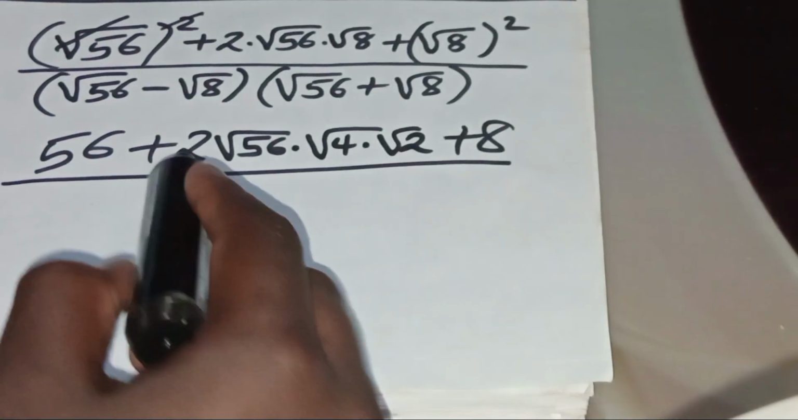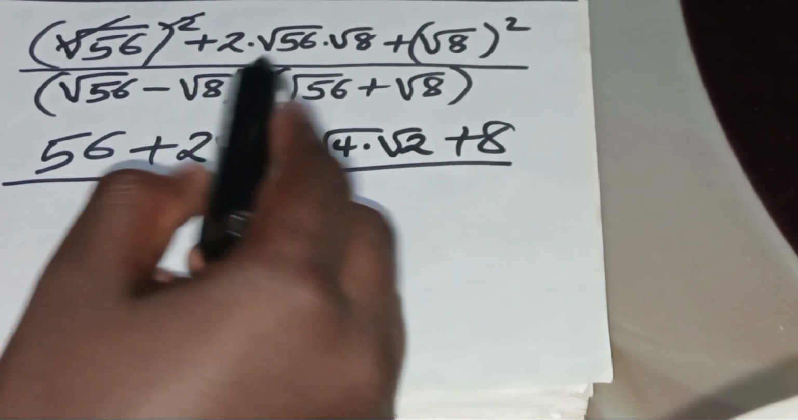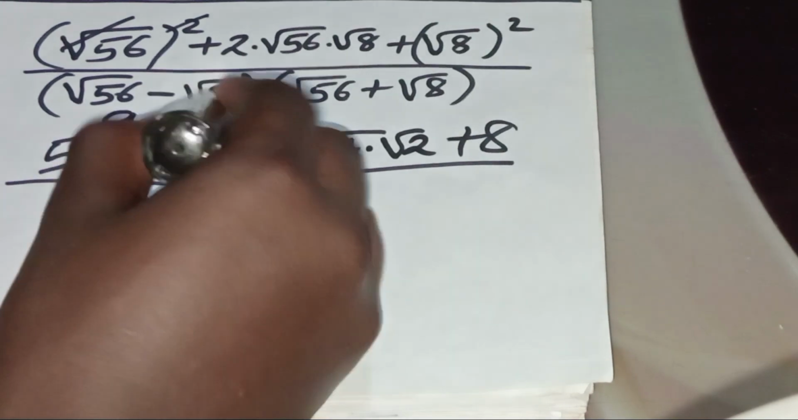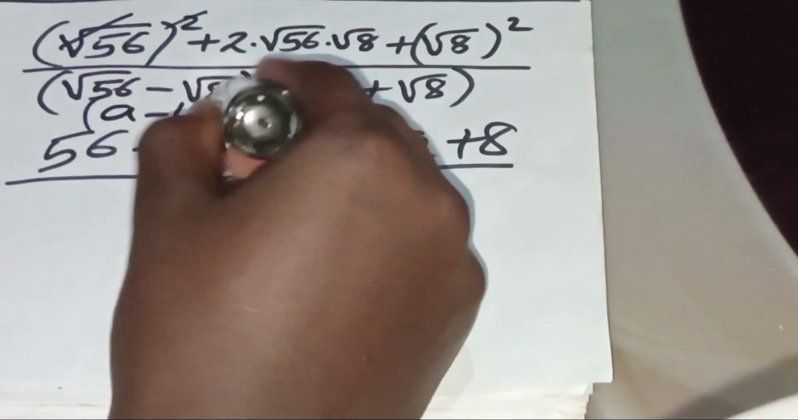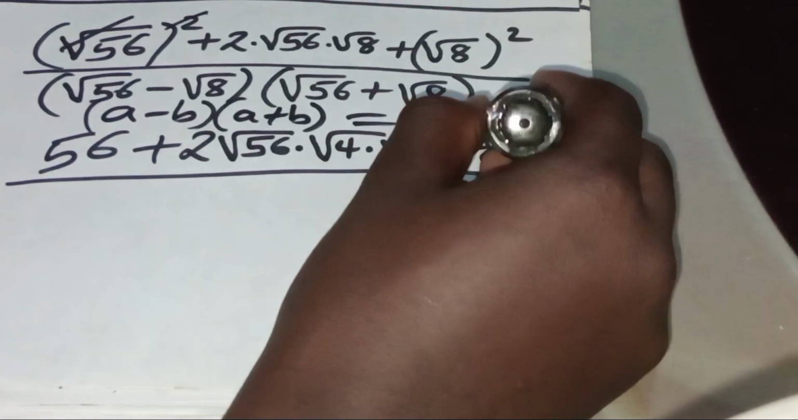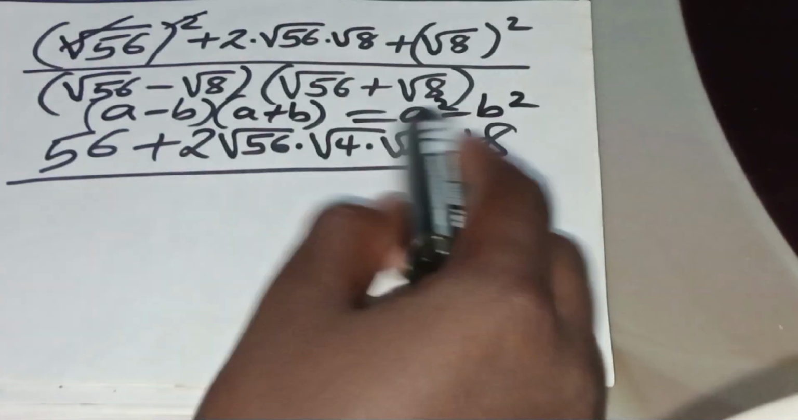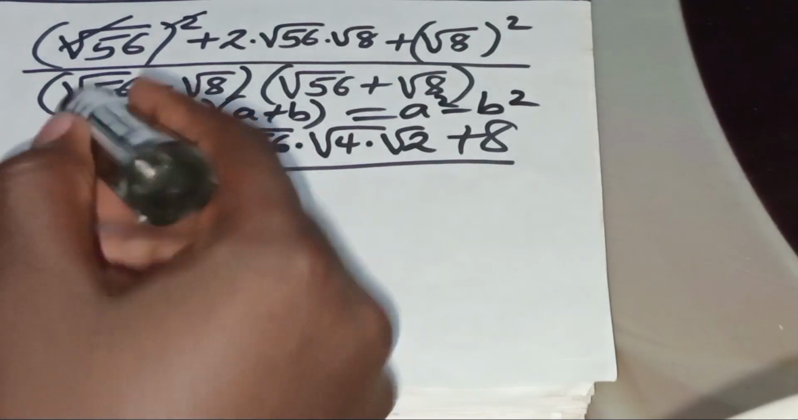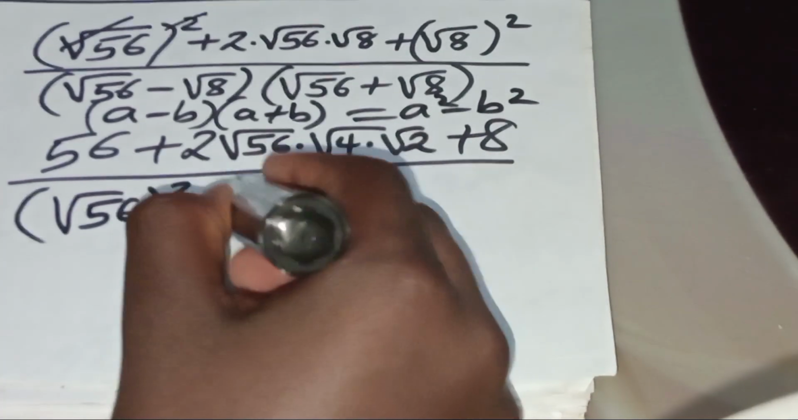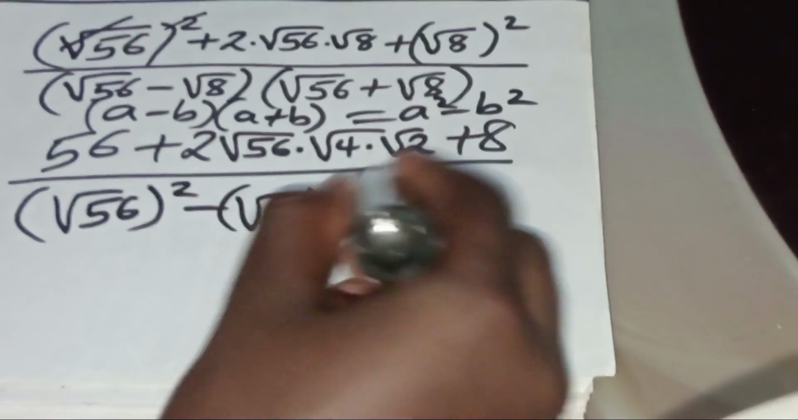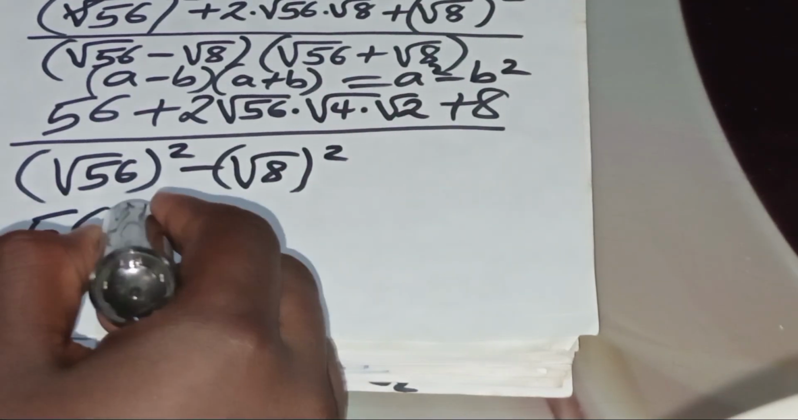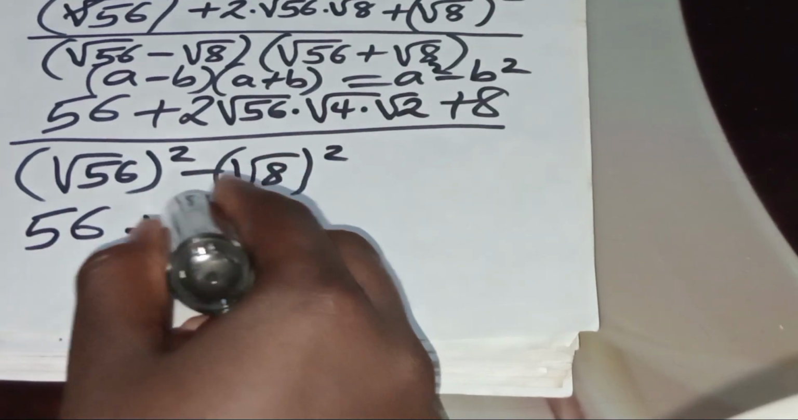All this divided by, now the square root of 56 subtract the square root of 8 multiplied by its conjugate. This is in the form of a minus b, a plus b, which we can express as a squared subtract b squared. So applying this particular property, the difference of two squares, we'll have the square root of 56 raised to power 2 subtract the square root of 8 raised to power 2.